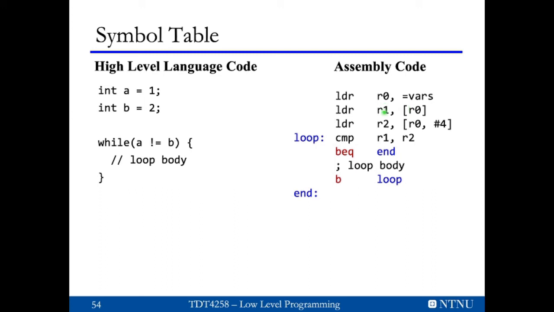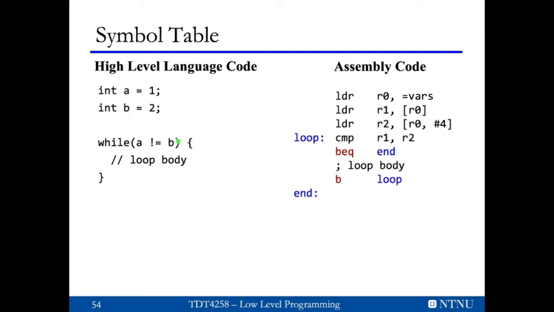So it loads memory from the address R0 points to, loads this into R1, so this is our value of A, and since an integer is 4 bytes on a 32-bit ARM, it adds 4 to R0, so it just indexes the next variable here. It adds 4 to the pointer, and loads this value into R2, so this would be our value for B, and then it compares the two, so this is our comparison operation while A is not equal to B.